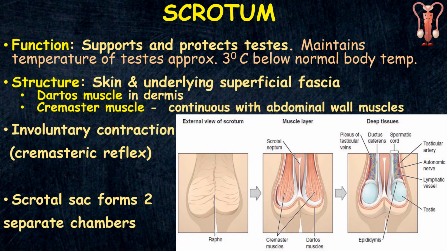So the scrotal sac forms two separate chambers, the right and the left one, by the septum of the scrotum.